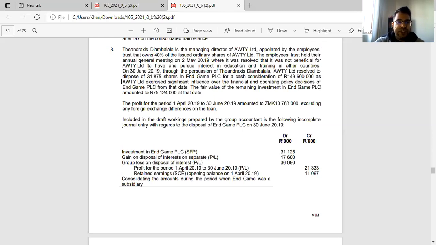Okay, so the cash consideration, and AWT exercised significant influence over the financial and operating decisions of Endgame from that date. So as you can see, on 30th June 2019 we disposed of some shares, and the disposal of the shares resulted in us going from control to exercising significant influence. That means we went from a subsidiary to an associate. The fair value of the remaining interest was 75,000 rand.